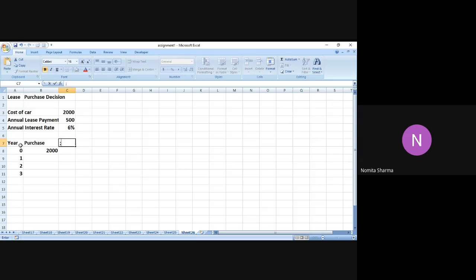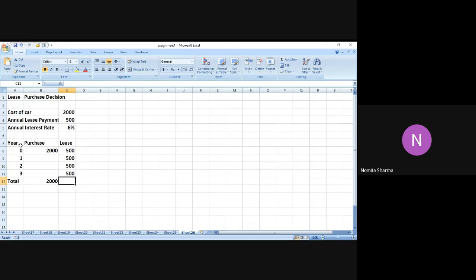And the lease payment will be 500, which is on an annual basis. I repeat, this payment I have to make every year for this number of years. So I will simply write it over here, C8, C9, C10. All right. In case of the purchase, the total amount going out of my pocket will be 2000 only, which is B8. And in the lease case, it will be something more.